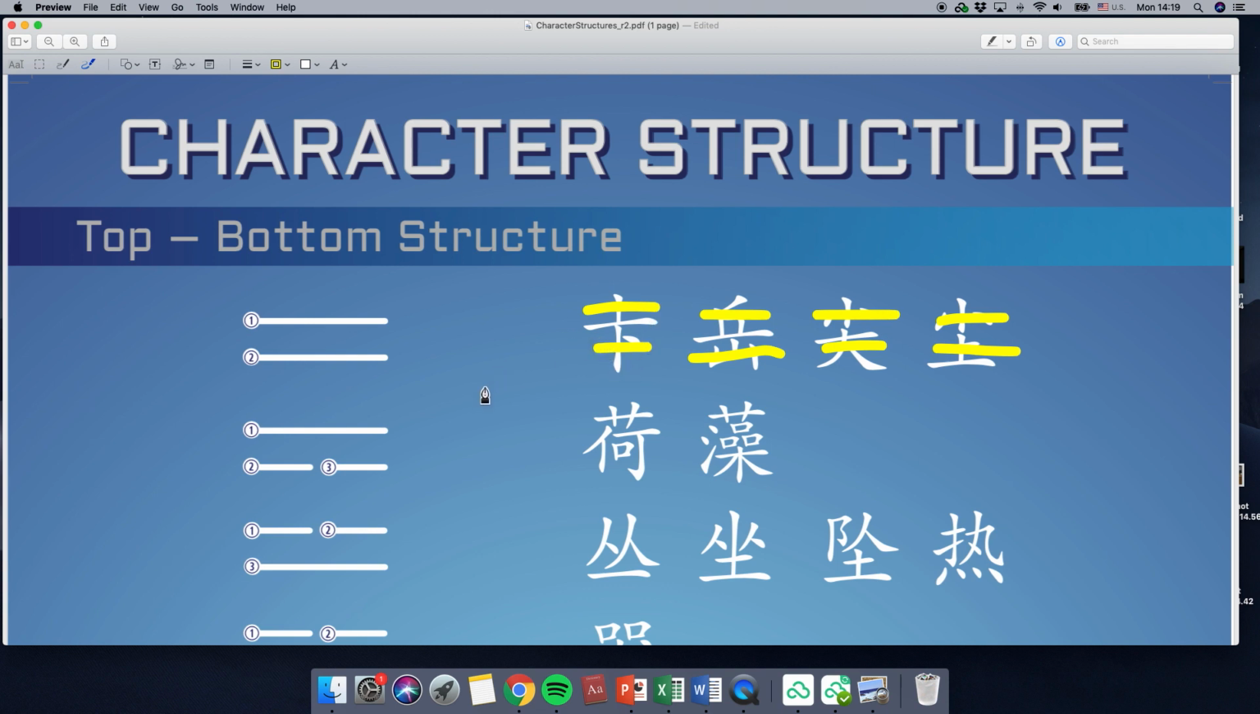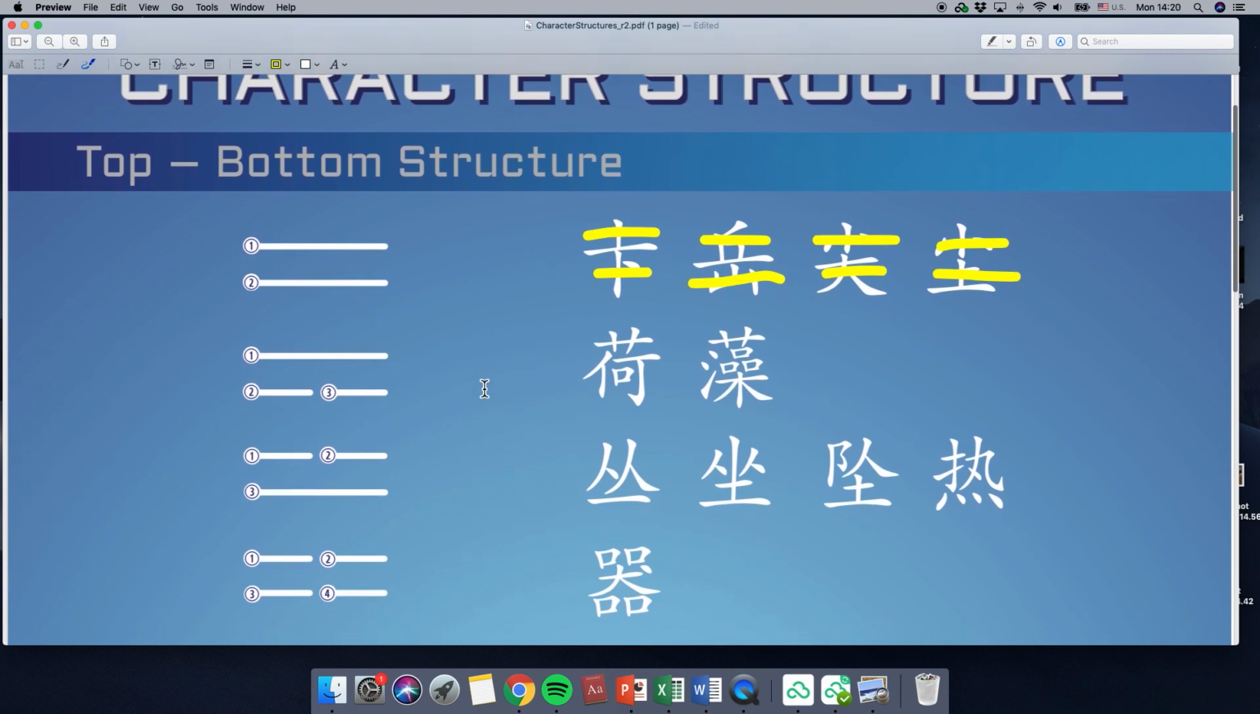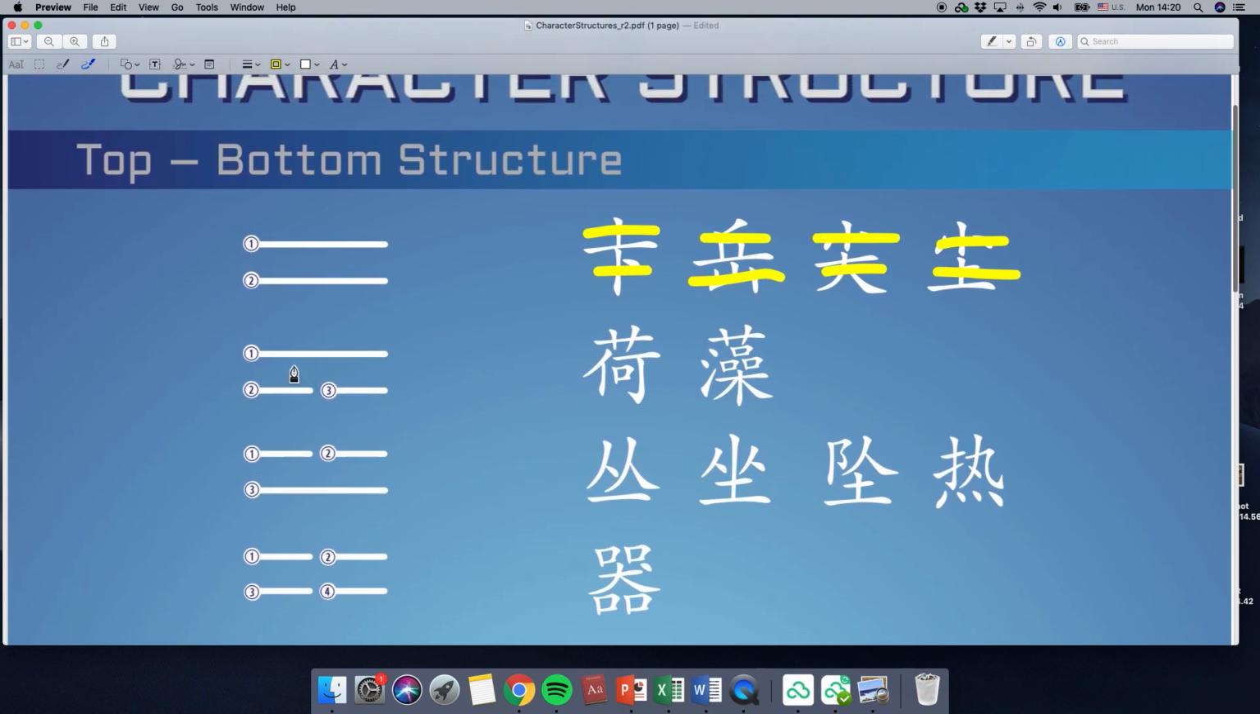And there are some variations of the top-bottom structure. Either the bottom part or the top part or both parts are further divided into 2 components. So let's dissect some more. Top part, 2 bottom components. Top 2, bottom.